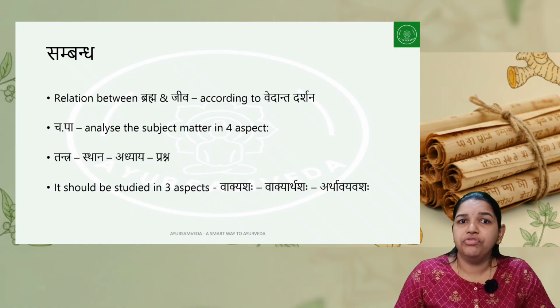So the vishaya of Vedanta Darshana is the Brahma and Jiva. So what is the relation between this Brahma and Jiva? How is it related with the adhikari? That is considered to be the sambandha.